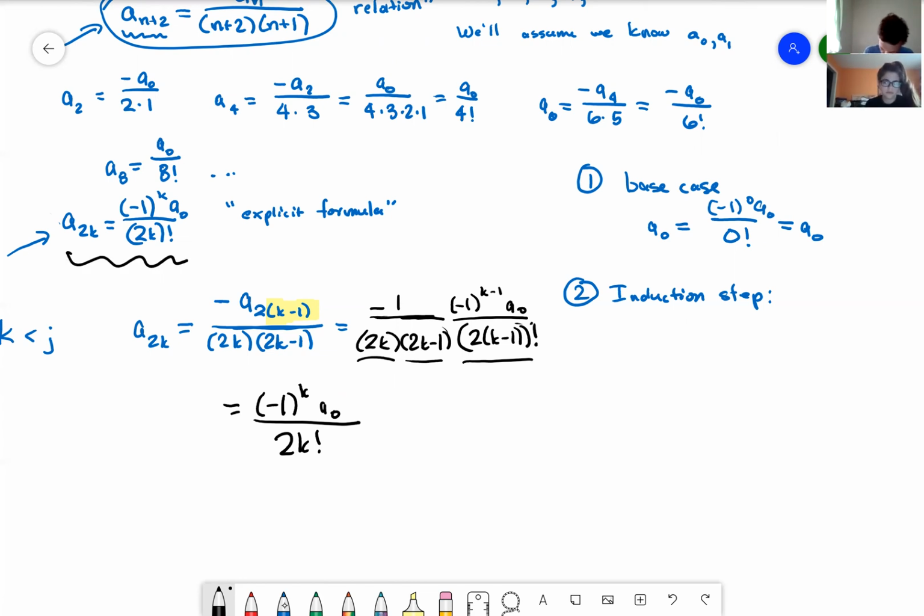So once we have it for some initial values, then we can show that it's true for the next one, and then we can use that to show that it's true for the next one, and then we can use that to show it's true for the next one, and so on. And that's the induction step. Now, the importance of the base case is that we had to have one to start off with, and that was a0.